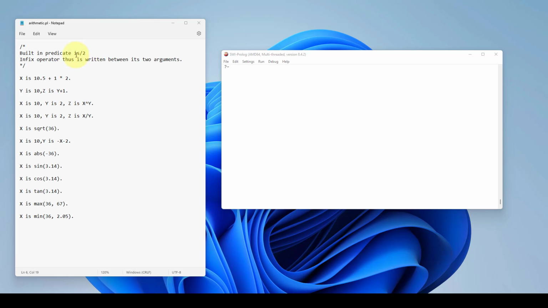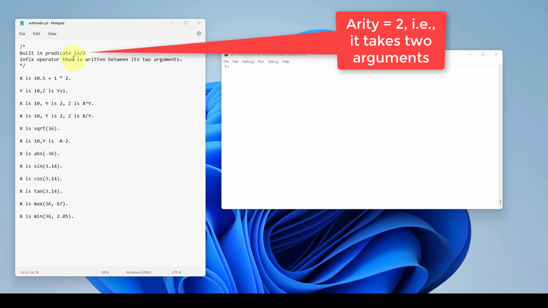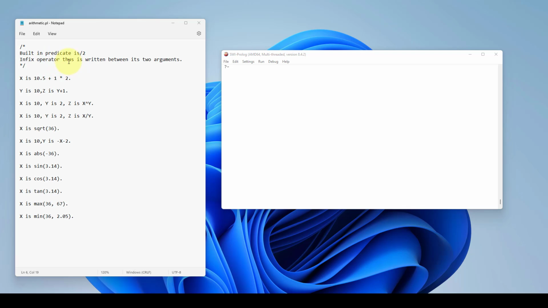All this means is that this predicate called is has an arity of 2, which means the predicate takes 2 arguments. It is an infix operator. This is a predicate, thus it is written between 2 arguments. If you have a look at these clauses here, you can see is in the middle of the left argument and the right-hand side argument. So in all cases the is is written between the 2 arguments.